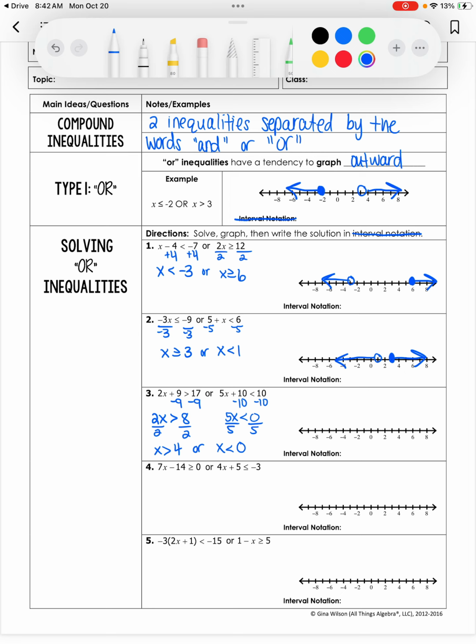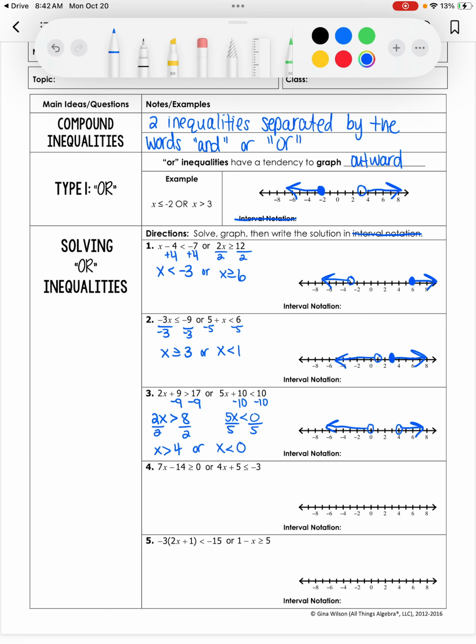So we've got 2 inequalities to graph. Anything greater than 4, that would be an open circle at 4, solutions to the right. Or anything less than 0, that would be an open circle at 0, and solutions would be to the left.